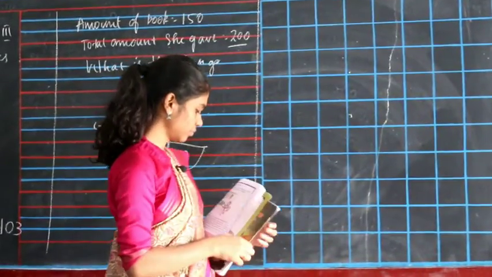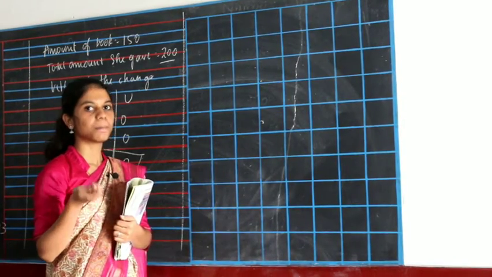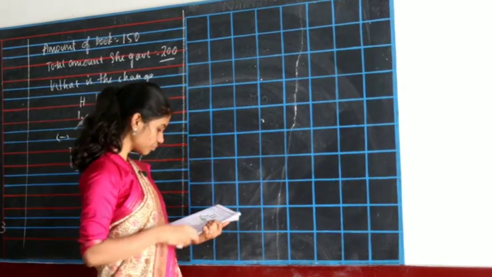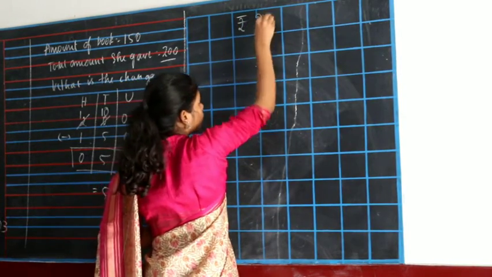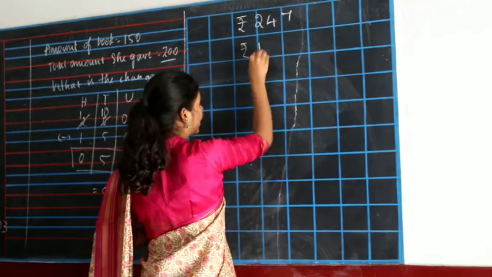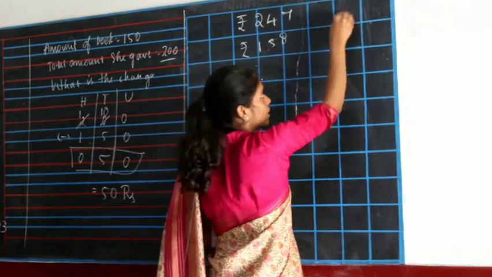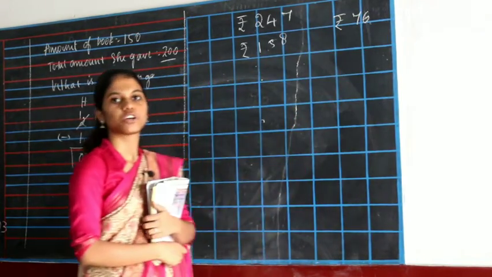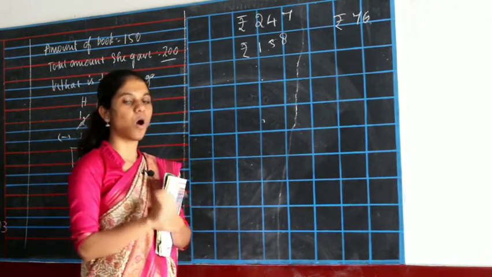Here is the fox story. A fox is selling bananas to all the elephants and monkeys. In that, a monkey saved 247 rupees. It got bananas for 158 rupees. Out of that, the fox gave only 76 rupees. So we are going to check whether the fox gave the correct change or not.